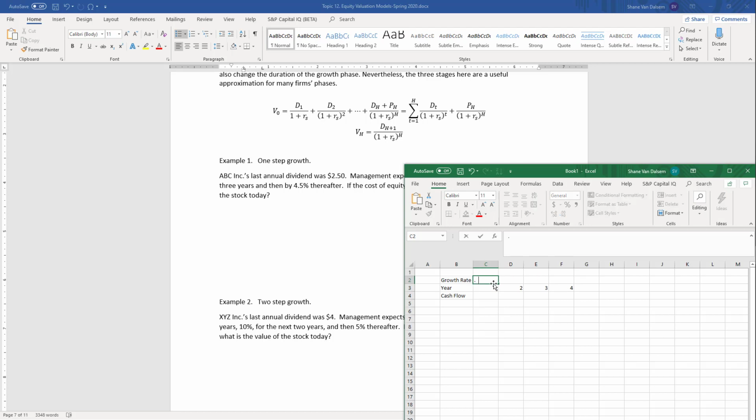So 9% for 3 years, 0.09, 0.09, 0.09, and 0.045. Our last annual dividend was $2.50. So the dividend at year one is going to be equal to 1.09 times, so 1 plus the growth rate, 1 plus 0.09 multiplied by the dividend of 2.5.